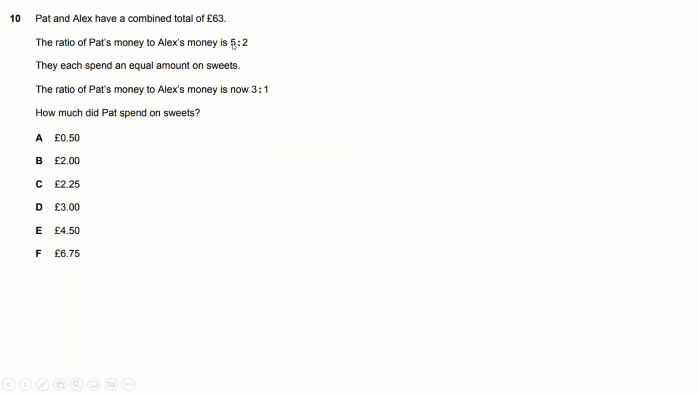So I'm not going to bother much with this. This is 7 parts, divided by 7 for 9, times by 5, times by 2 to make this. They each spend an equal amount, so they have this money to start with, and they each spend x, so let's take away x from each of these, and that's now in the ratio 3 to 1.